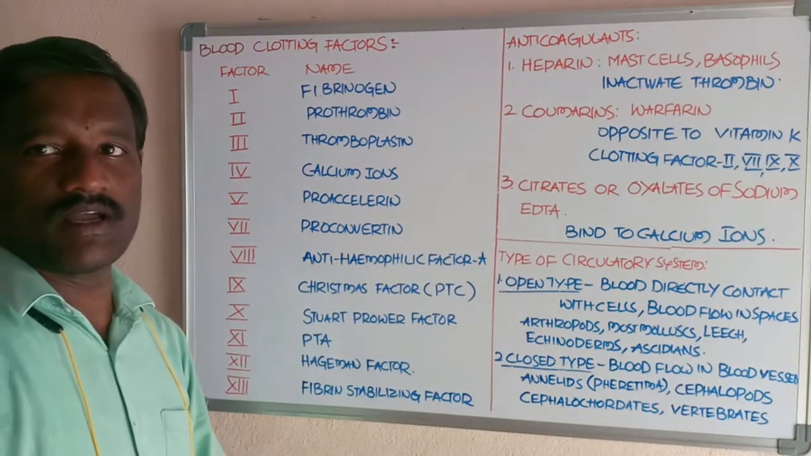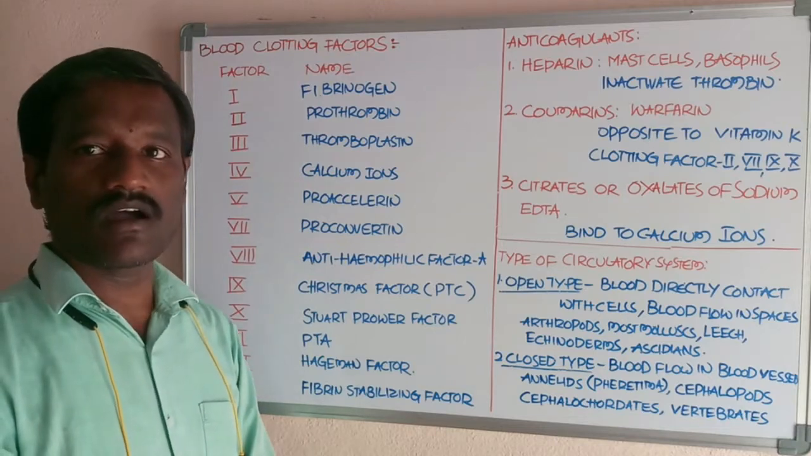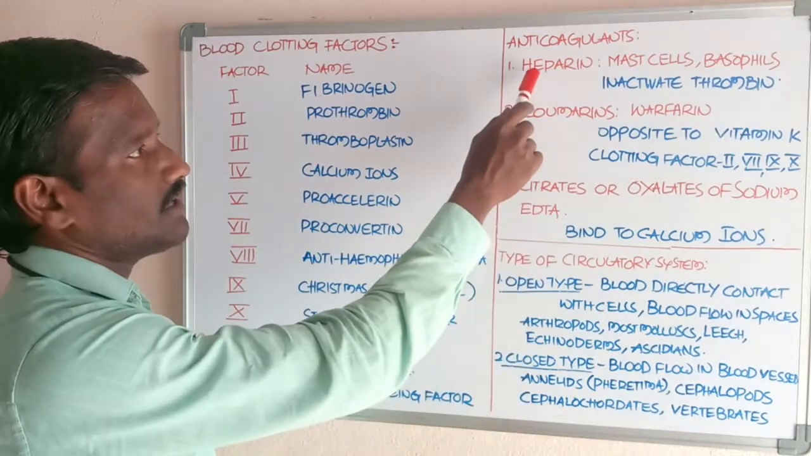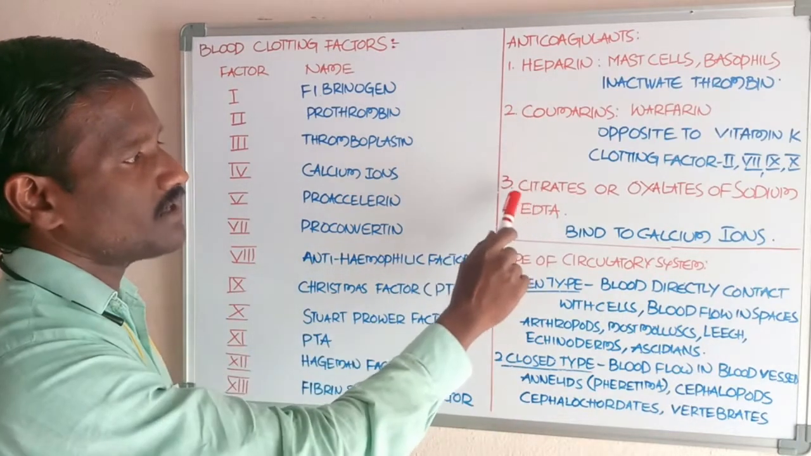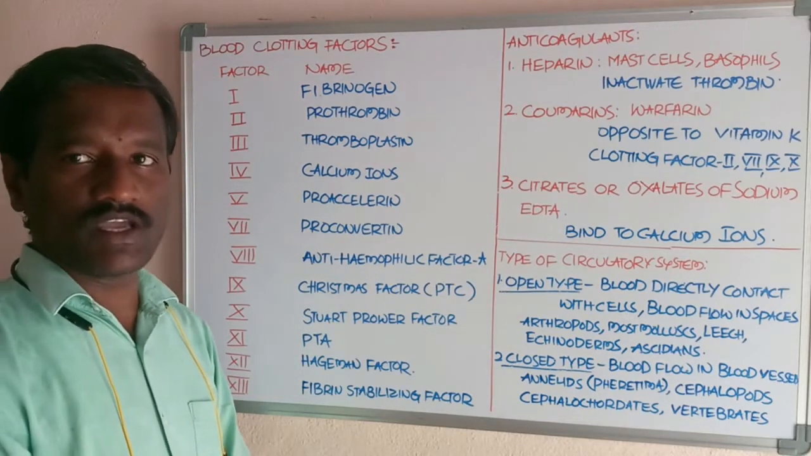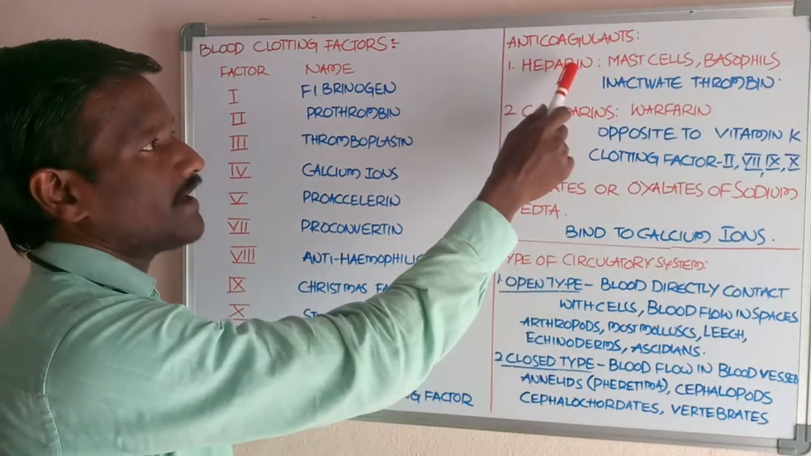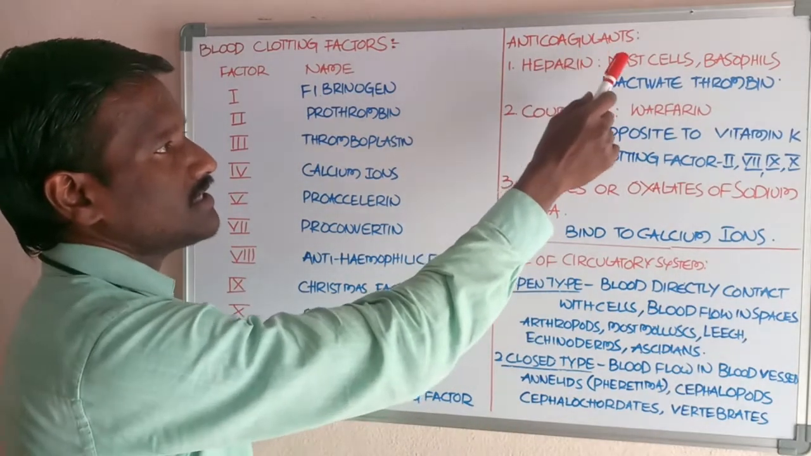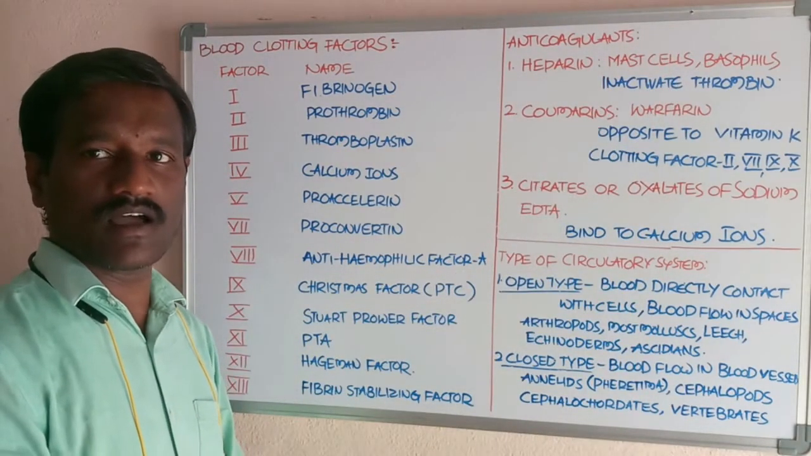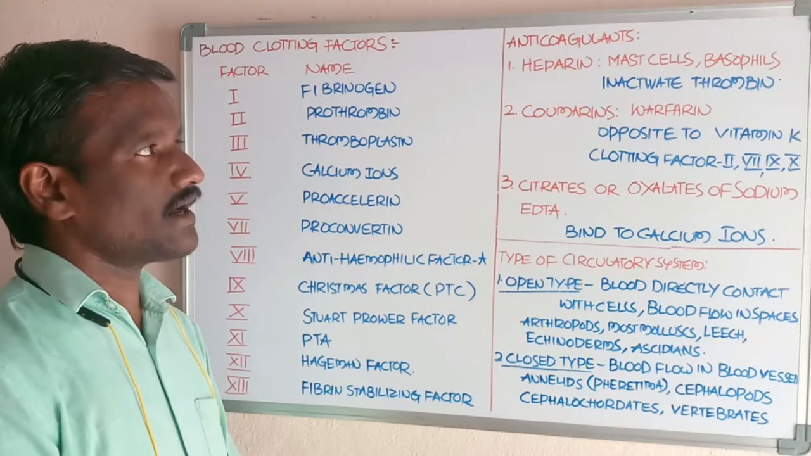What about the anticoagulants? Anticoagulants help in the prevention of the clotting of blood. First one is heparin, second one is coumarins, and the third one includes two or three types of chemicals. First one is heparin. Heparin acts as an anticoagulant. This is secreted by mast cells and the basophils. Mast cells are present in the liver. These mast cells of the liver secrete heparin.